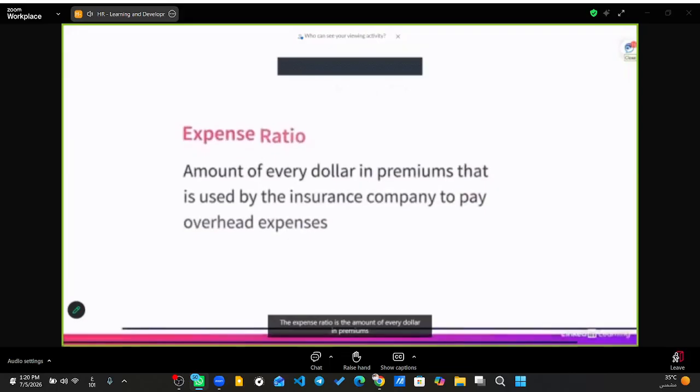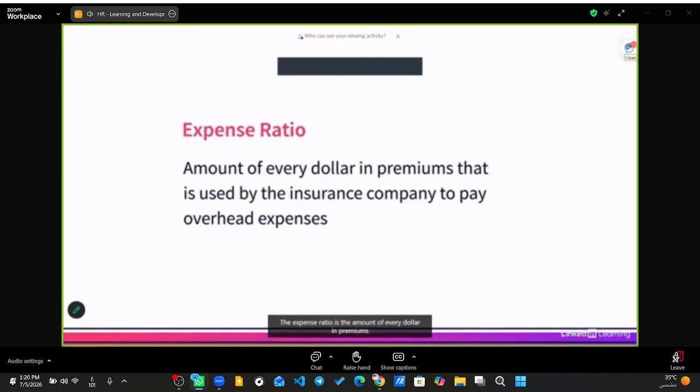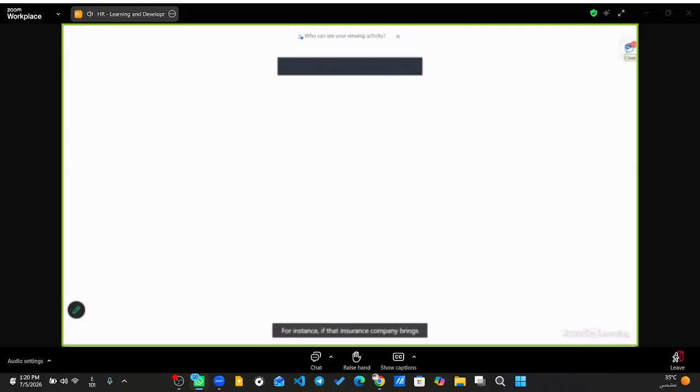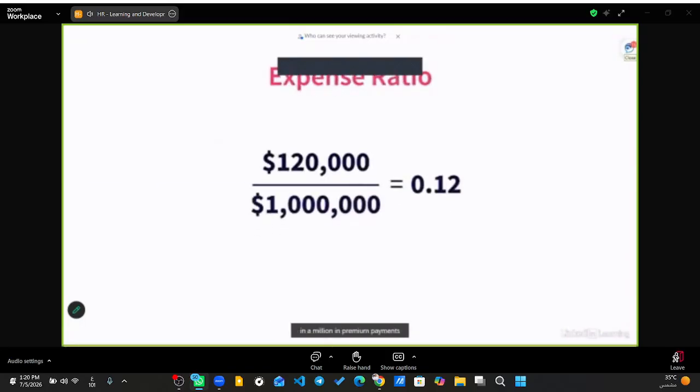The expense ratio is the amount of every dollar in premiums that gets used by the insurance company to pay their own office and overhead expenses. For instance, if that insurance company brings in $1 million in premium payments and then spends $120,000 on office expenses and customer service for their customers, well, then the expense ratio is 0.12 or 12%. That's $120,000 divided by 1 million.